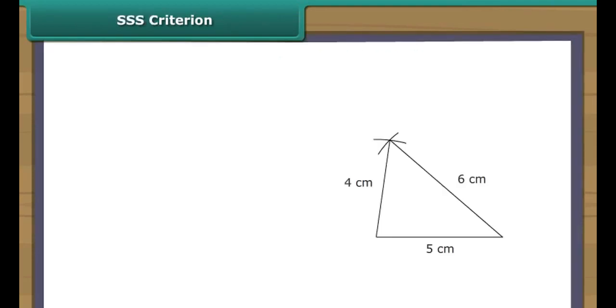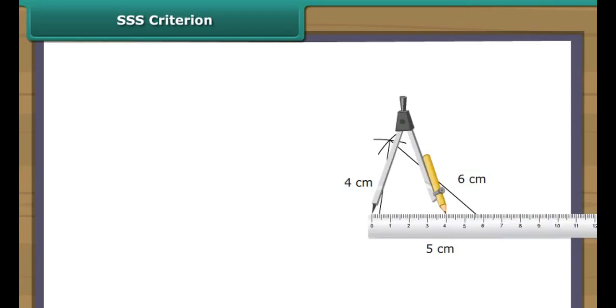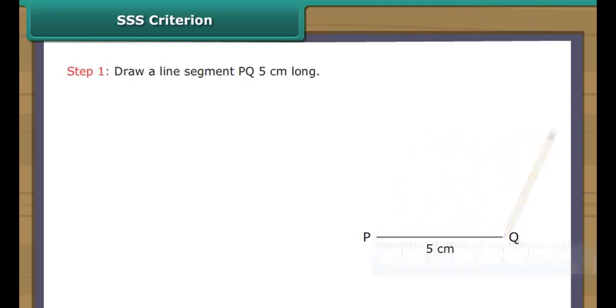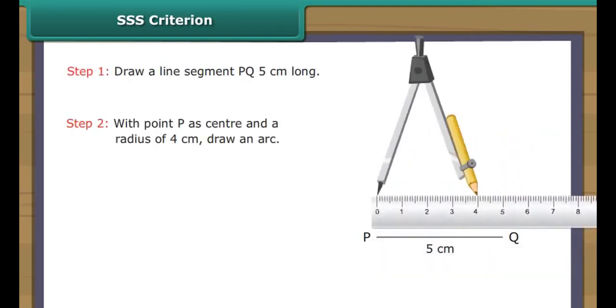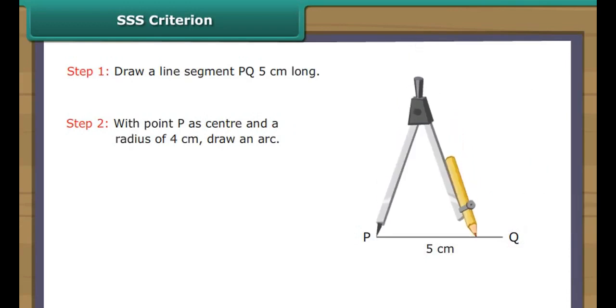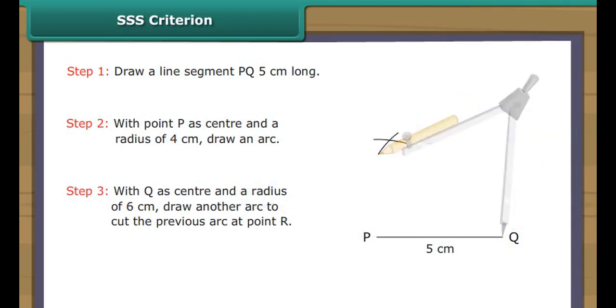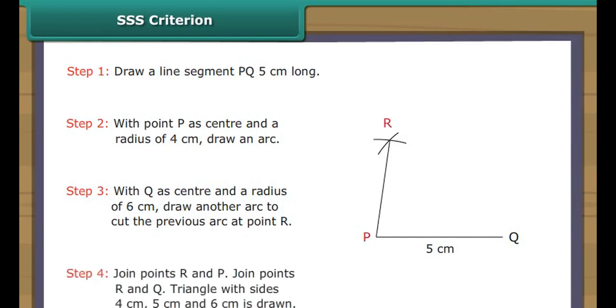SSS criterion. Let us draw a triangle whose three sides measure 4 cm, 5 cm, and 6 cm with the help of a ruler and a compass. Draw a line segment PQ 5 cm long. With point P as center and a radius of 4 cm, draw an arc. With Q as center and a radius of 6 cm, draw another arc to cut the previous arc at point R. Join points R and P. Join points R and Q. Triangle with sides 4 cm, 5 cm, and 6 cm is drawn.